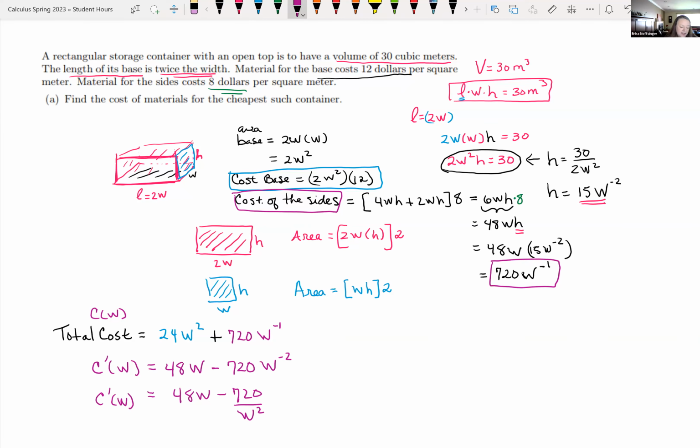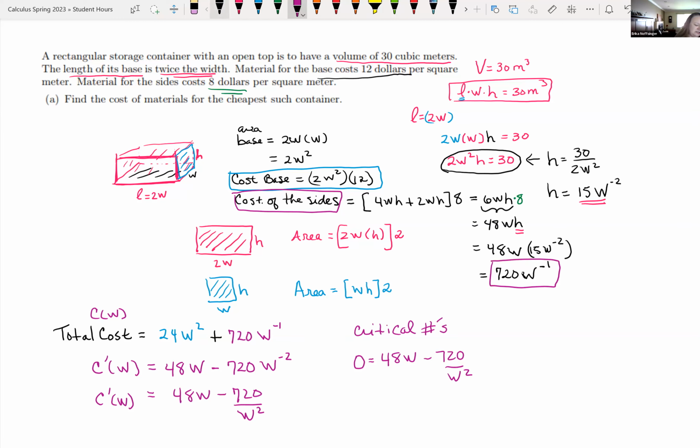I see it's undefined at 0, which doesn't make sense because if I had my W as 0, I'm not going to have any volume. And then it's also when our derivative is equal to 0. And so setting our derivative equal to 0, 0 is equal to 48W minus 720 over W squared.